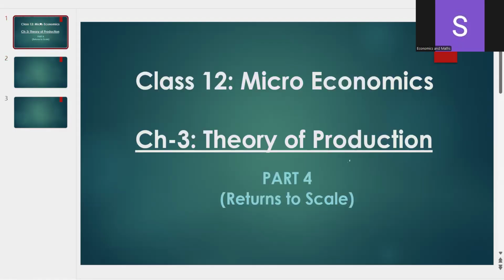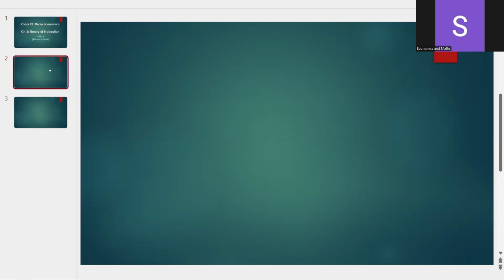Hi everyone. So today we will discuss the topic returns to scale from the chapter theory of production. Before going to returns to scale, let's understand why the law of variable proportions comes up. Why does it arise?